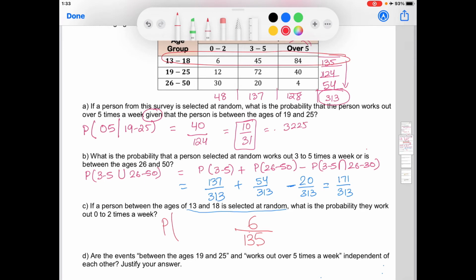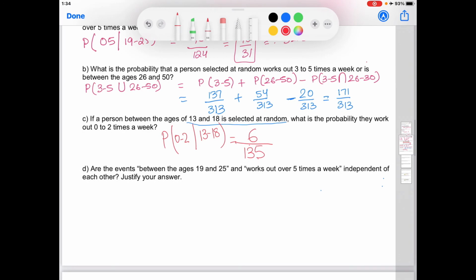If I was to write, you would write probability of 0 to 2 times given it's 13 to 18 age group, right? Which is the intersection over the given. Are the events between the ages 19 and 25 and works out over 5 times a week independent? So again, the definition of independent, we know two things, right? We have two rules to check that. We're going to use the probability of 19 to 25 and over 5 hours of workout is equal to, that's a question mark, probability of event A times the probability of event B.